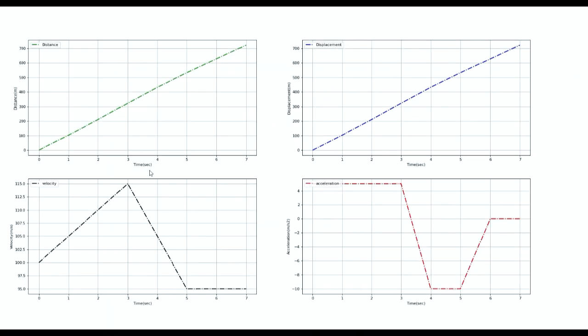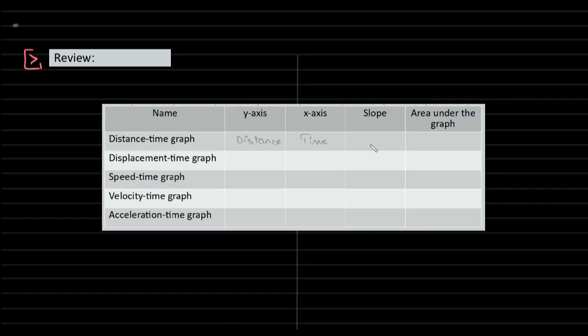So this is a distance time graph. Along the y-axis we have the distance, and along x we have the time. The slope of a distance time graph gives us, yes, speed. See, the slope of any graph is nothing but the change along y divided by the change along x. So change along y is your distance and x is your time, and that will give us speed.